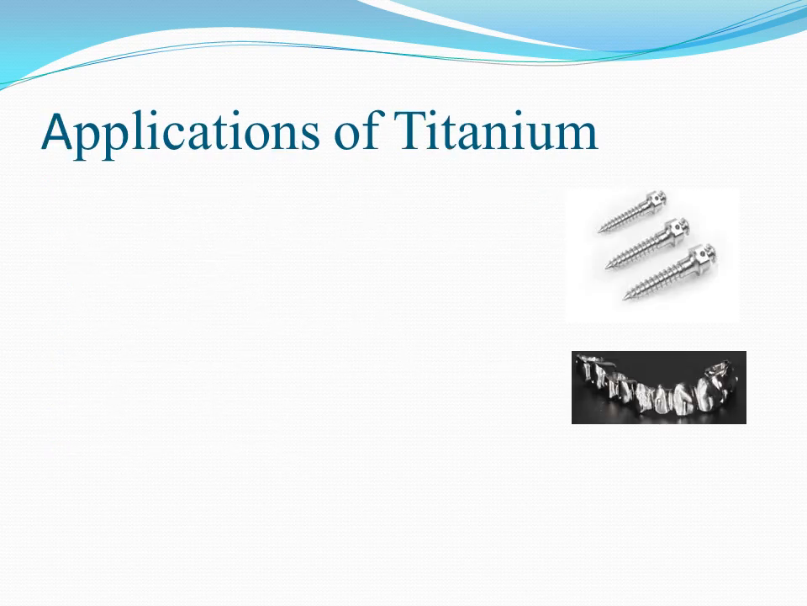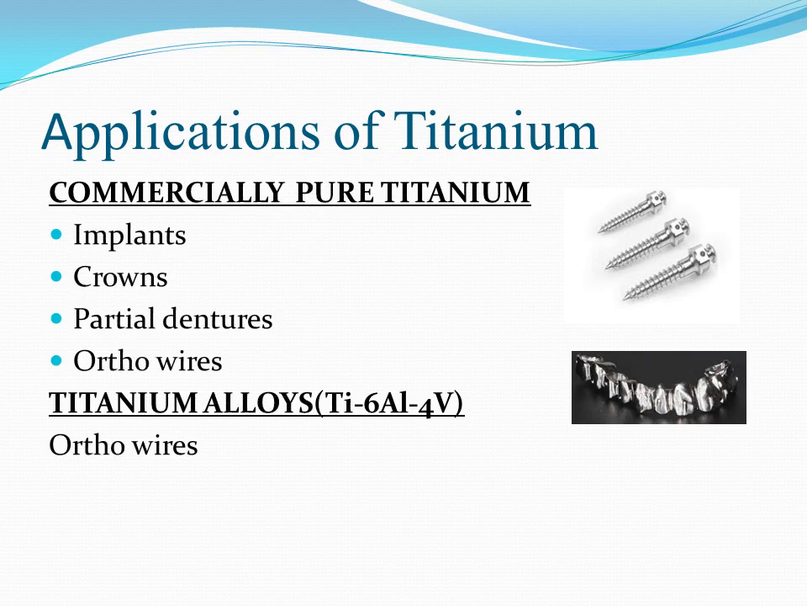Now, what are the clinical applications of titanium? There are two types of titanium. The commercially pure titanium, which basically contains about 99% titanium and has no other alloy, is used for the production of implants, crowns, partial dentures, and orthodontic wires. And then an alloy of titanium, Ti6Al4V. So it has aluminium and vanadium. And this is used for the production of orthodontic wires.